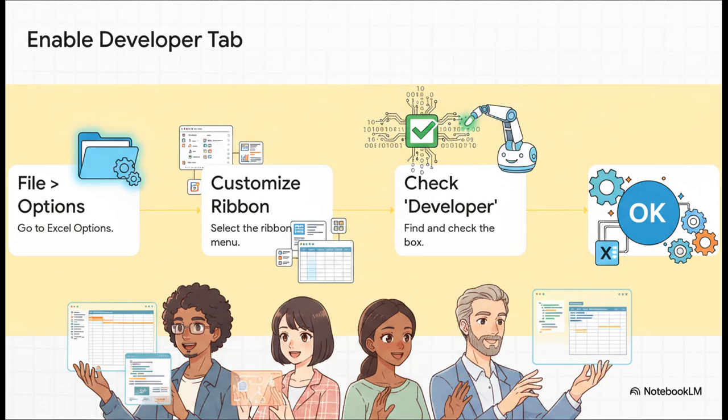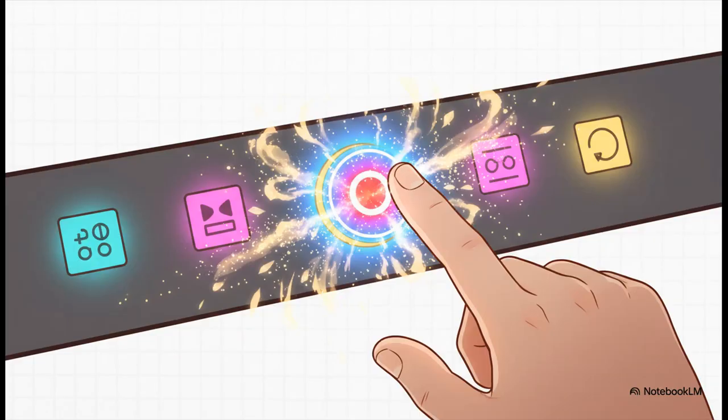You just head to File, then go to Options. In the window that pops up, click on Customize Ribbon. Then, over on the right-hand side, you'll see a list of all the main tabs. Just find Developer, check that little box next to it, click OK, and boom! It will magically appear in your Excel ribbon, ready for action. With our brand new tab in place, you are ready to go.